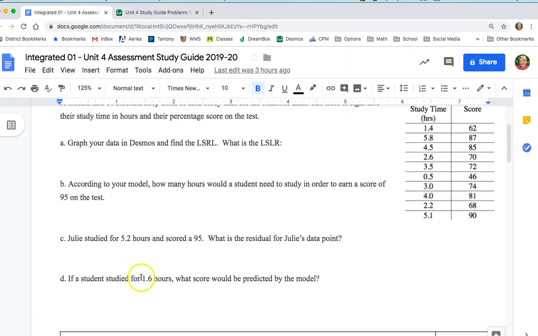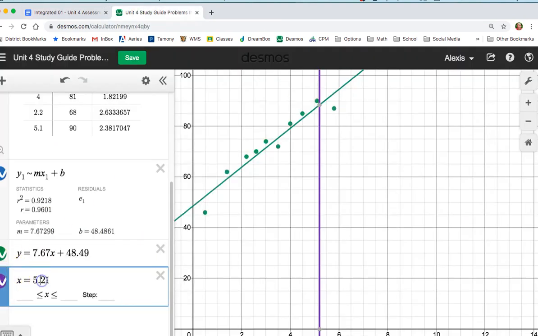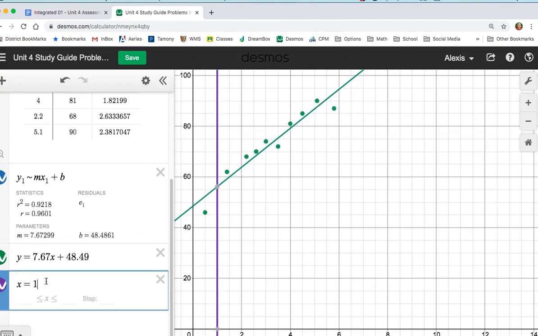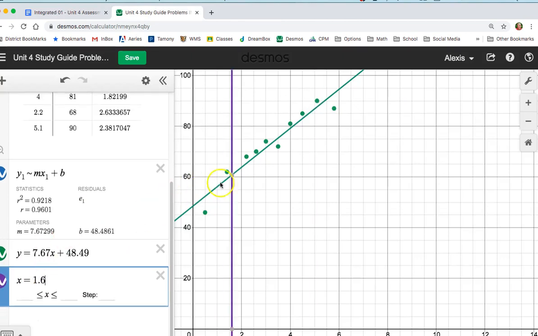If a student studied for 1.6 hours, what score would be predicted by the model? So when x is 1.6, what does the model say? Now we're going to ask when x is 1.6. Ooh, not very good on that test. We would expect that person to score a 61 on the test.